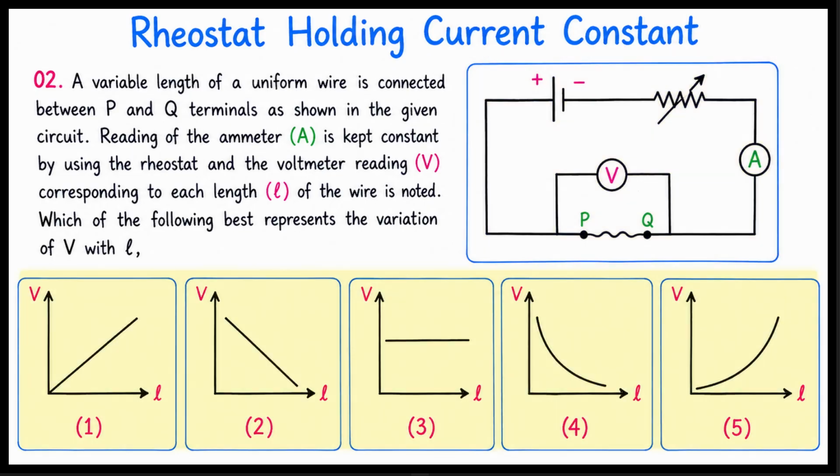Before you peek at the answer, predict the shape. The wire's resistance is ρ times L over A, that grows linearly with L. The current is held constant by the rheostat. The voltmeter is reading V equals I times R, and R is growing linearly with L, so V should grow linearly with L. Keep that in mind. Linear through the origin. Now let's see which option that is.